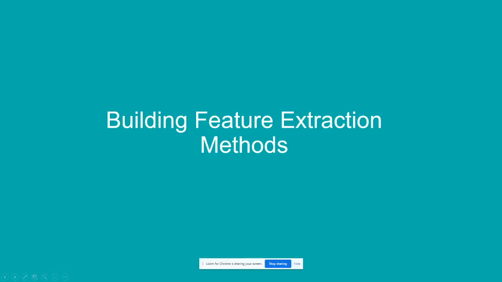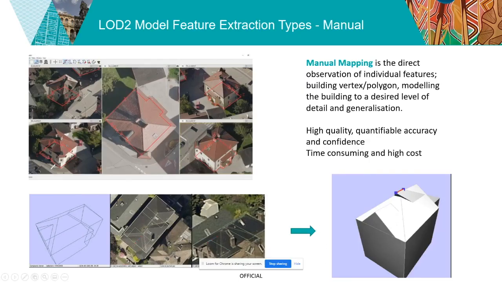I'll now talk about the methods of extracting these building models. Feature extraction using a manual mapping technique is the direct observation of individual features, each and every single building vertex or polygon, modeling the building to a desired level of detail, noting that there will be some generalizations.